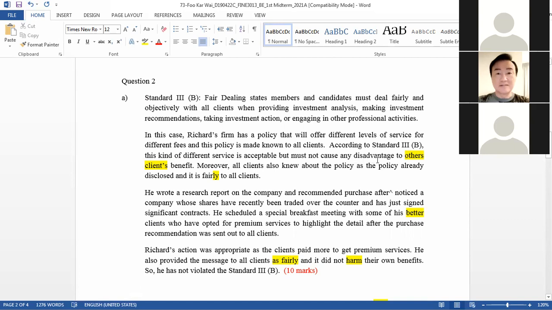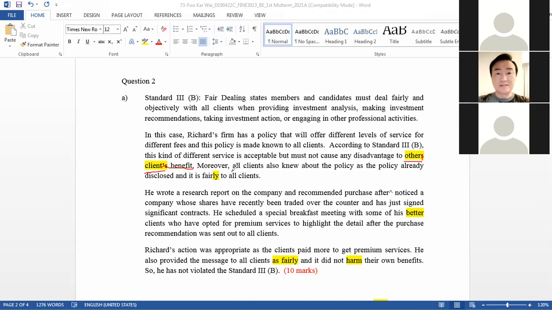Right, must not cause any disadvantage to others, right? See your English. To others, clients benefit. Wow. To other client, no need benefit. It must not cause any disadvantage to other clients, plural. That's it.